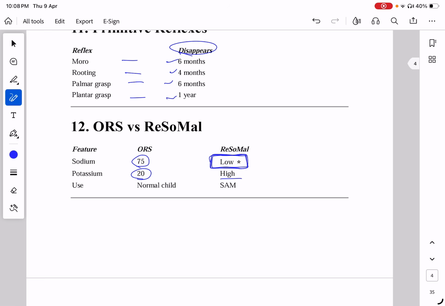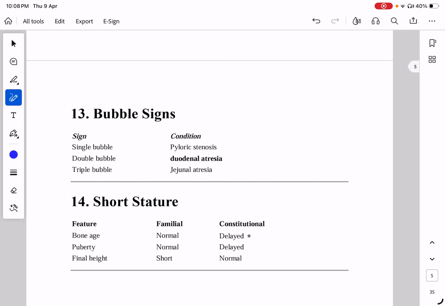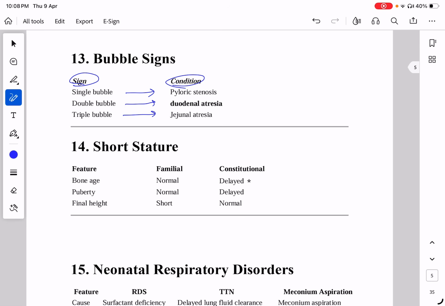Liquid polyethylene ORS is high in Resomel, and ORS is used mainly in normal children while Resomel is used in severely malnourished children. Now, radiology part, bubble signs and conditions: single bubble in pyloric stenosis, double bubble in duodenal atresia, and triple bubble in jejunal atresia.